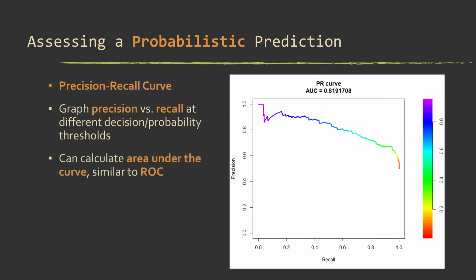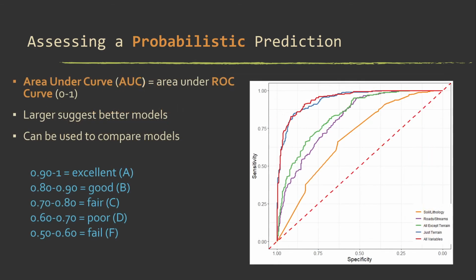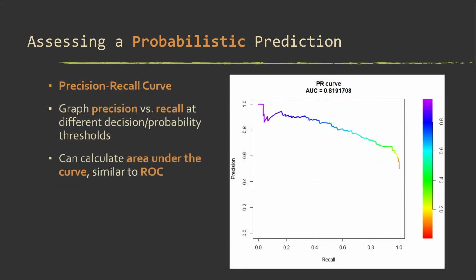Another option is the precision recall curve, which is different from the ROC curve. So remember with the ROC curve, we're basically plotting recall or sensitivity on the y-axis and specificity on the x-axis. When we do a PR curve, instead, what we're doing is comparing precision and recall as opposed to recall and specificity. So this is all going to be relative to the true class.